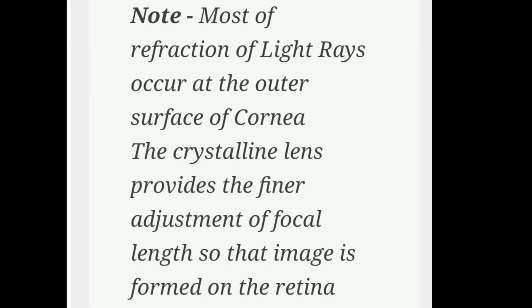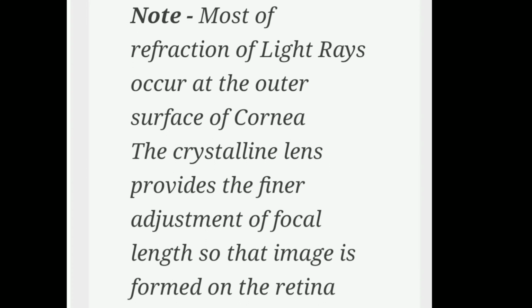Children, here you need to note that most of the refraction of light rays occurs at the outer surface of cornea, which I had already mentioned in the beginning. The crystalline lens provides the finer adjustment of focal length so that image is formed on the retina.